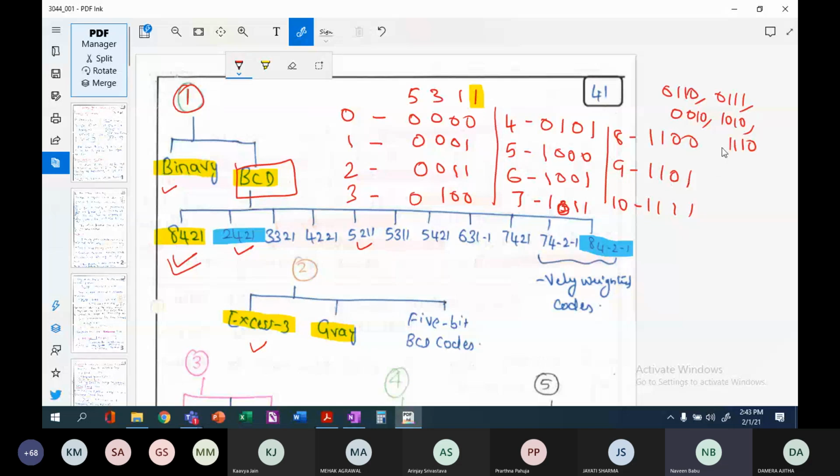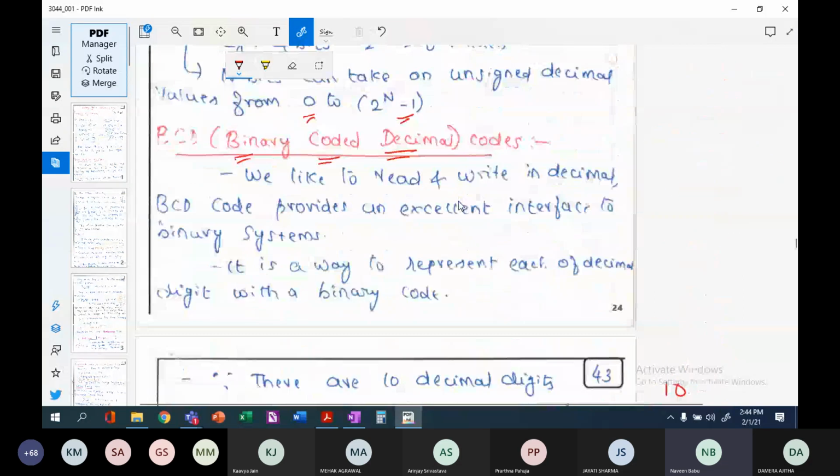Anybody? Have you 1011? Okay, 1011. All right, we are having 1011 here. Okay, then yeah, this is how you find out. So these are the invalid codes.